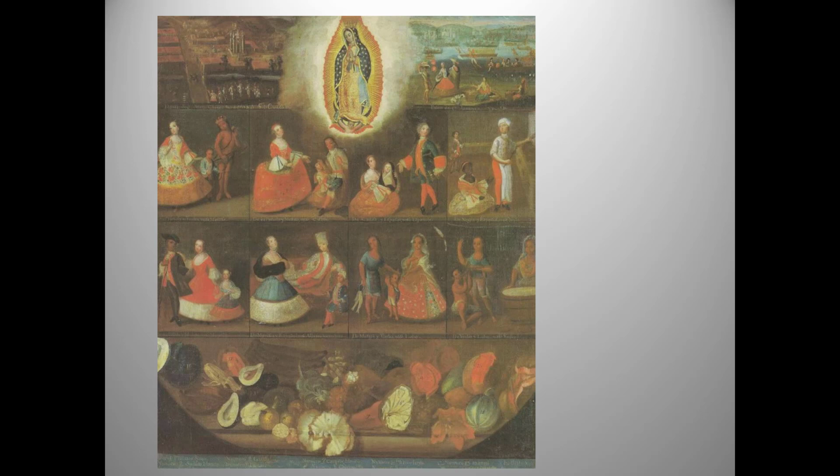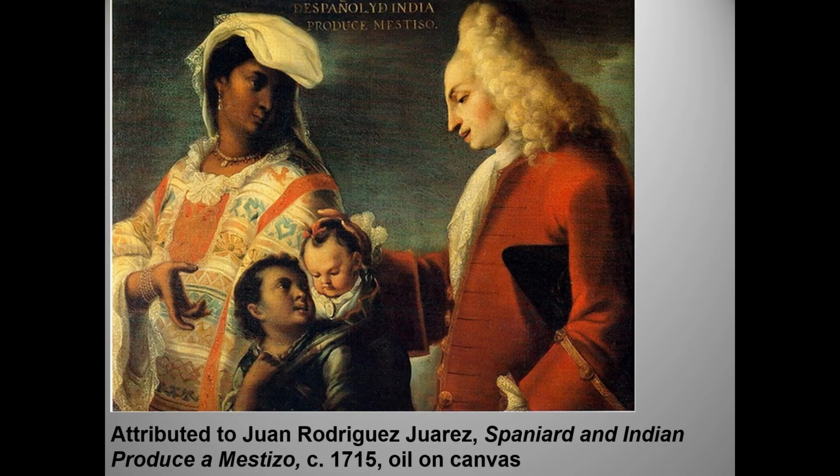The tableau should be read from top to bottom, and note our old friend, the Virgin of Guadalupe, is hovering protectively over all of the people. The couples in the top row have at least one European. Note the elegant clothing. Even the Indian woman in this painting is clearly upper caste, perhaps like the viceroy's wife, an Aztec princess.